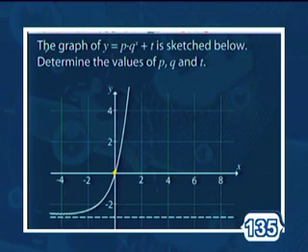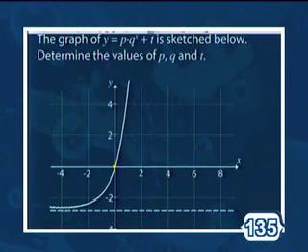And in fact, in the example, they switch it and they say the graph of y is equal to p times q to the x plus t is sketched below. And they would like us to determine the values for p, q, and t. So I can see you saying, oh, that's 3 variables. What on earth am I going to do? But just keep your wits about you, and let's see if we can apply them step by step.